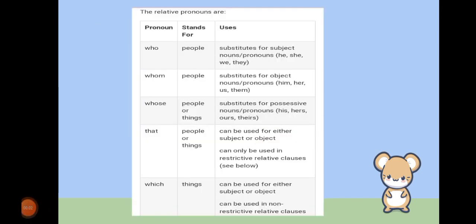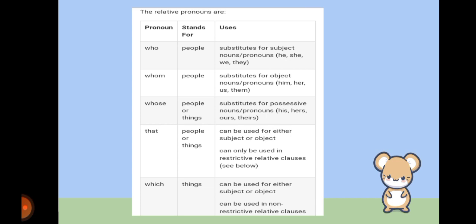The relative pronouns. The pronoun who stands for people, used for subject nouns or pronouns: he, she, we, they. The pronoun whom stands for people, used for object nouns or pronouns: him, her, us, them.